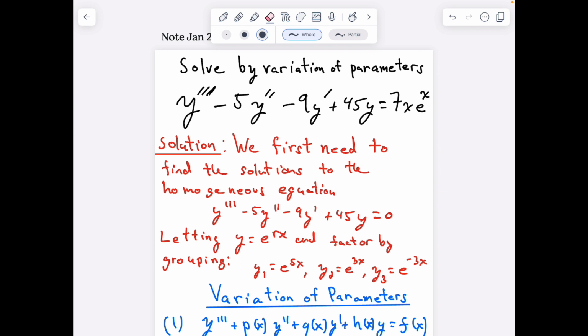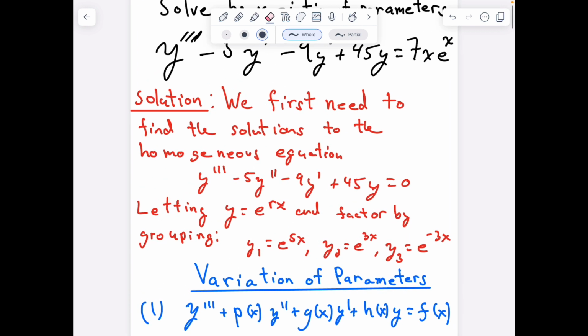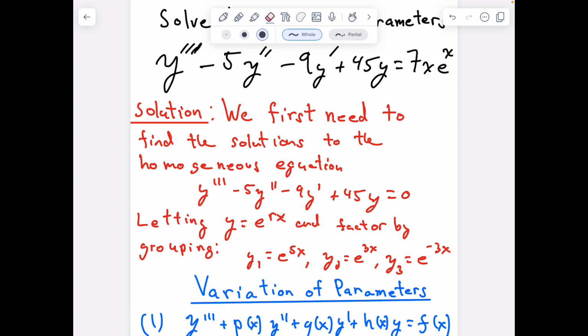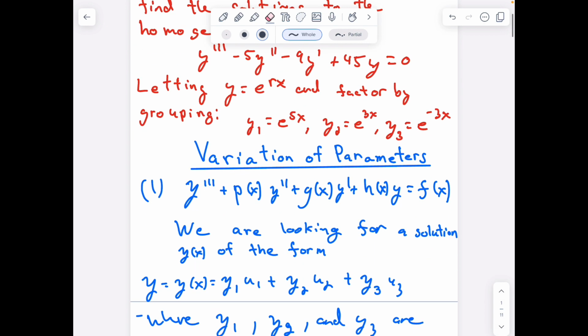And what we're first going to do before we begin variation of parameters is find the solutions to the homogeneous equation. So we're going to take that whole left-hand side of the equation, set it equal to 0, and solve. So hopefully you already went over that. If not, then go ahead and review that. The key here is to let y equals e to the rx and use factor by grouping. And you would get the solutions y1 equals e to the 5x, y2 equals e to the 3x, and y3 equals e to the minus 3x.